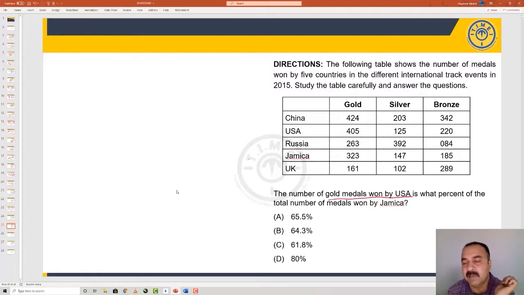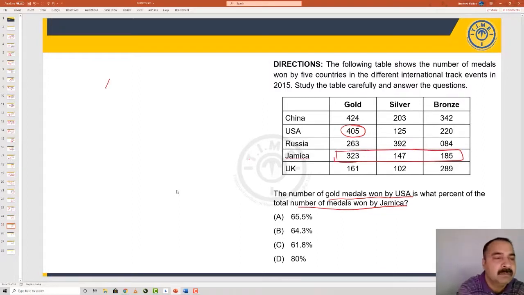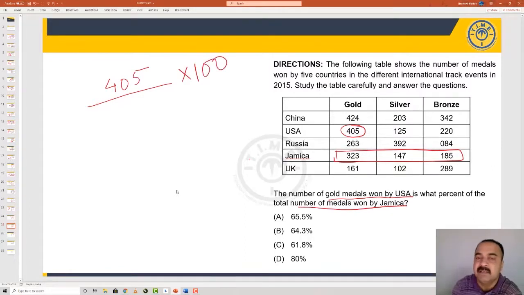Number of gold medals won by USA is what percentage of total number of medals by Jamaica? So gold medals by USA is 405 and total number of medals won by Jamaica is this addition. We have to add up these three numbers for Jamaica. So gold medals won by USA is what percentage? So we'll do numerator by denominator into 100. What will come in the denominator? The total medals won by Jamaica.